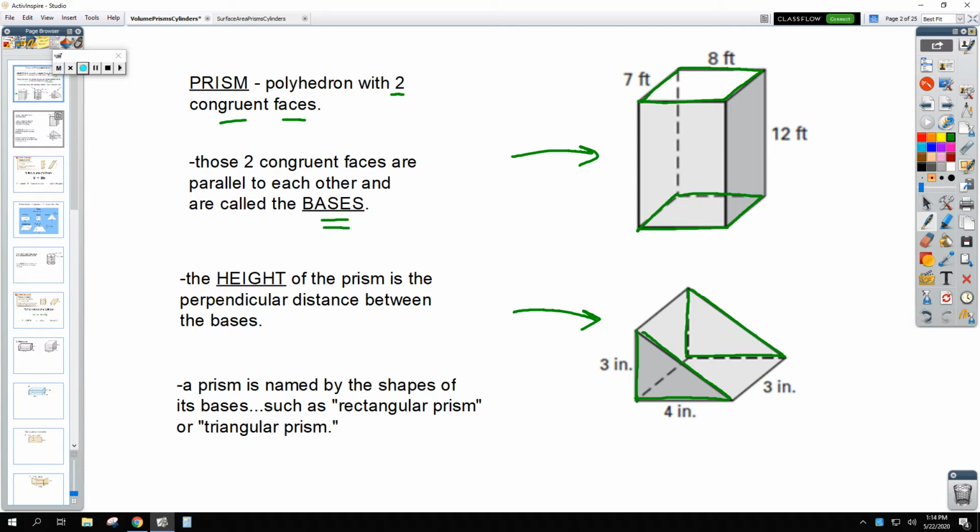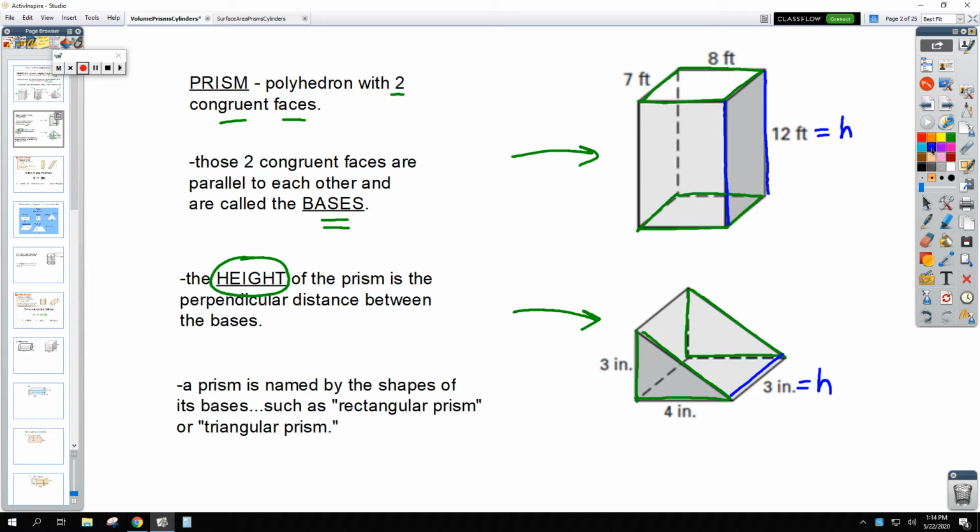Now, the height of a prism is going to be the perpendicular distance between those two bases. So if I chose the top and bottom rectangular faces here on the prism, the height is going to be the perpendicular distance between them, in this case, 12 feet. And down here on our triangular prism, if the front and the back are our bases, the perpendicular distance between them, in this case 3, will be the height.